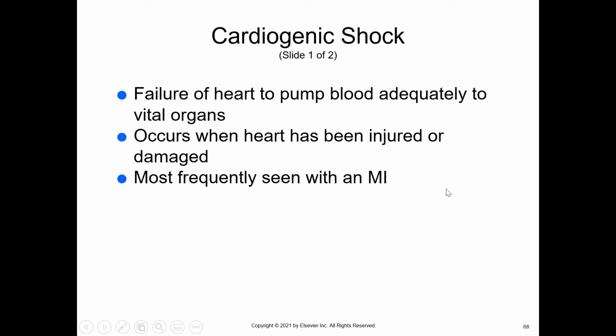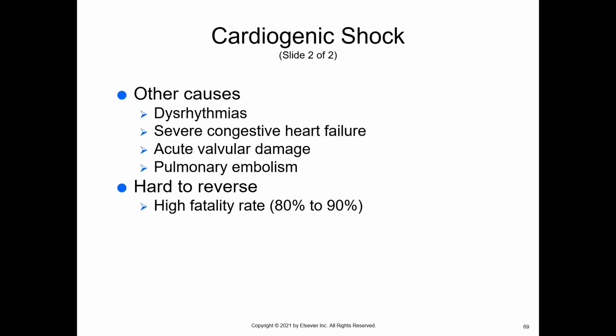Cardiogenic shock. Cardiogenic shock is a failure of the heart to pump blood adequately to vital organs. This occurs when the heart has been injured or damaged, such as is the case during a myocardial infarction. Other causes of cardiogenic shock: cardiac dysrhythmias, CHF or congestive heart failure, acute valvular damage, or a pulmonary embolus. This is hard to reverse because of damage to the heart. Damage to the heart is harder to fix. High fatality rates, 80 to 90%.